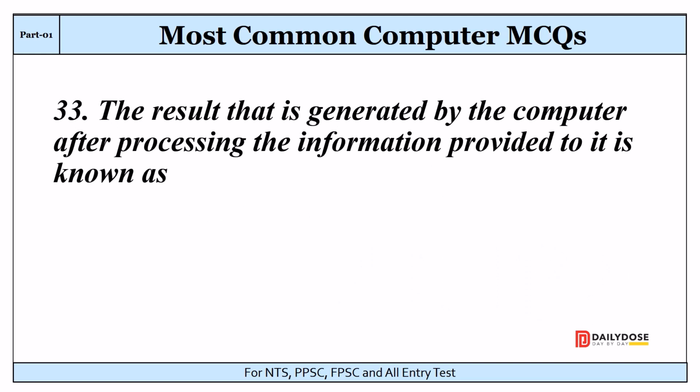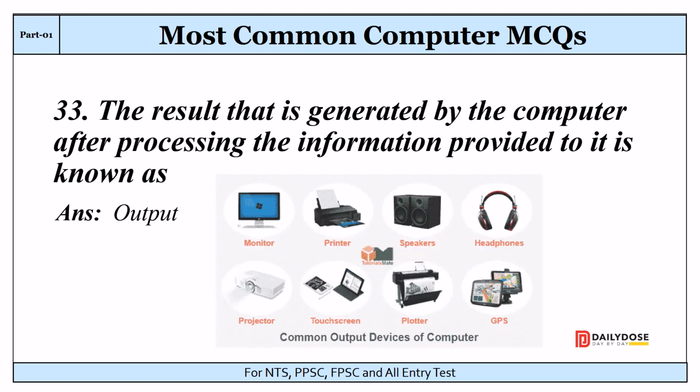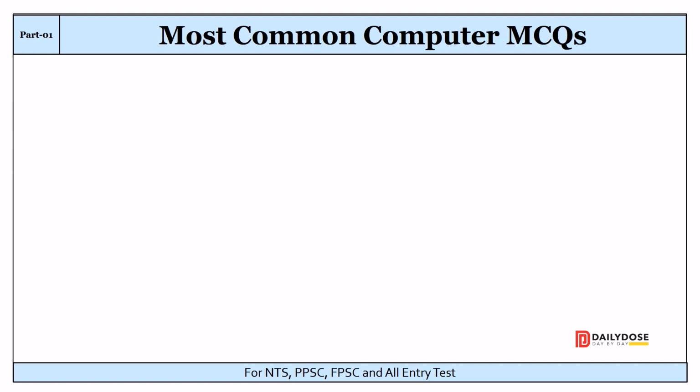The result that is generated by the computer after processing the information provided to it is known as output. And these all are output devices for a computer: monitor, printer, speaker, headphones, projector, touch screens, plotter, and GPS. These all are the output devices.